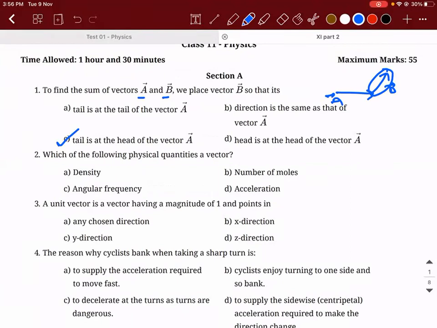So which of the physical quantities is a vector quantity? Density, scalar, number of moles, number is a scalar, angular frequency, acceleration. Which one is right? Acceleration. So there is unit vector. A unit vector is a vector having magnitude of 1 and points in X direction. X direction would be a unit vector in the X direction, that is I cap. Any direction. It can be any direction. No?